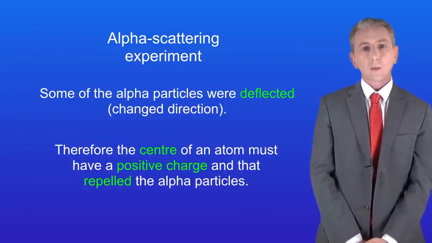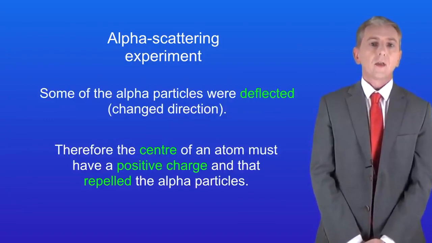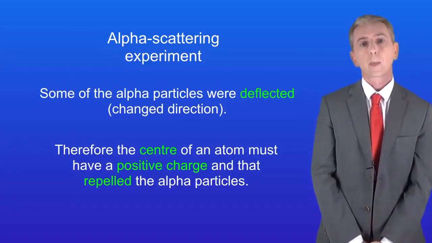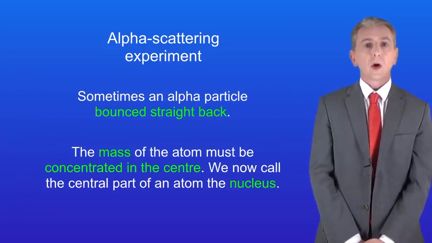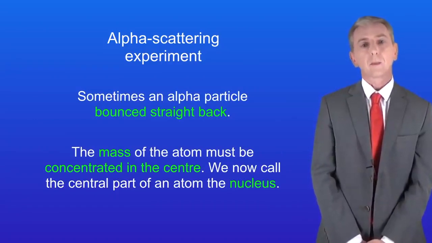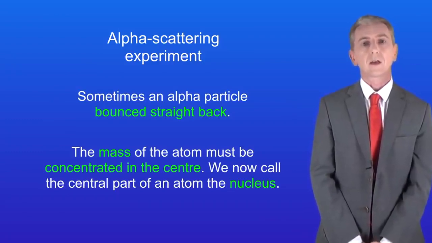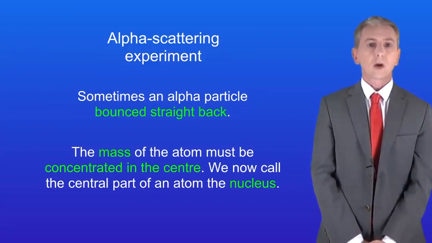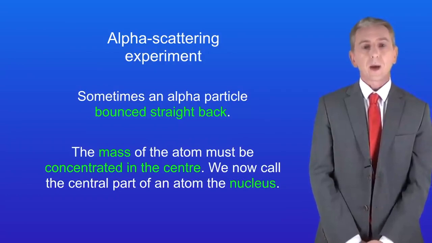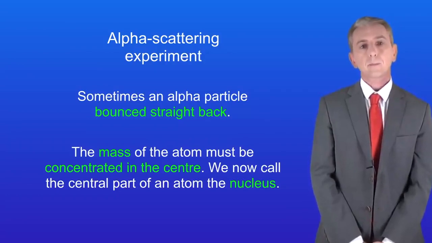Secondly, because some of the alpha particles were deflected, this told the scientists that the center of the atom must have a positive charge, and that repelled the alpha particles. And finally, because some alpha particles bounced straight back, this told the scientists that the mass of the atom must be concentrated in the center. We now call the central part of an atom the nucleus. When an alpha particle collides directly with the nucleus, it simply bounces back in the original direction.